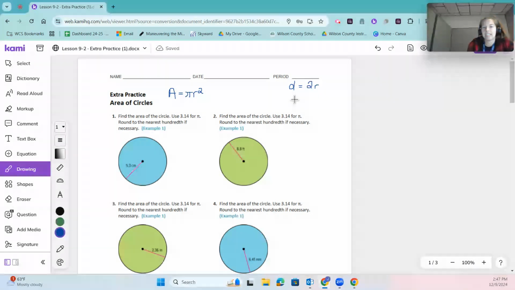And if you need to find the radius, it is found by taking diameter divided by 2 equals that radius. You can also do 1/2 that diameter equals radius. Either one of those will work. Now let's take a look. Find the area of a circle.